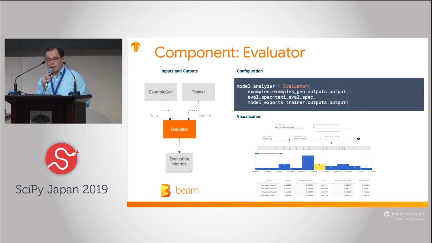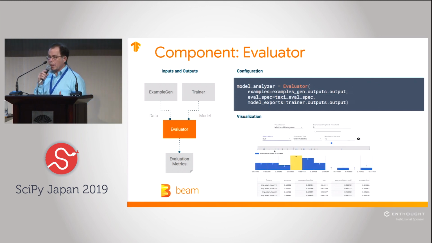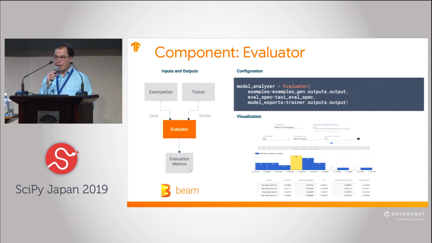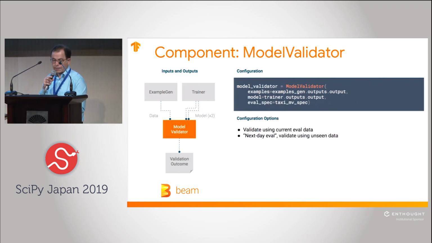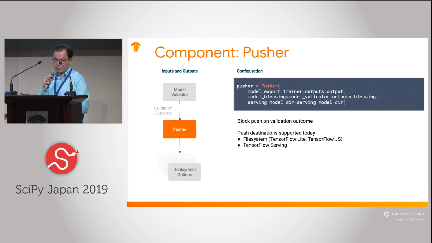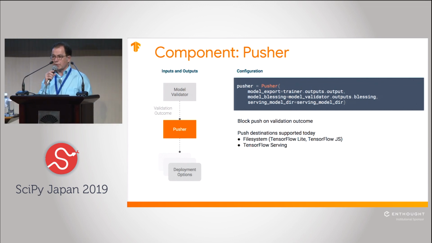Evaluator is doing the model performance analysis, and it's doing it based on slices of your data. We'll look at an example of this in a bit. Model validator is making the decision based on criteria that you set up. Is this new model good enough to push to production, or should I leave the one that's currently running in production and try again on this new one? And pusher is what actually moves it to your deployment target, to production.